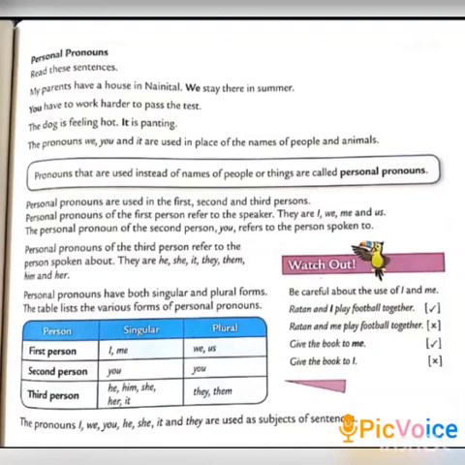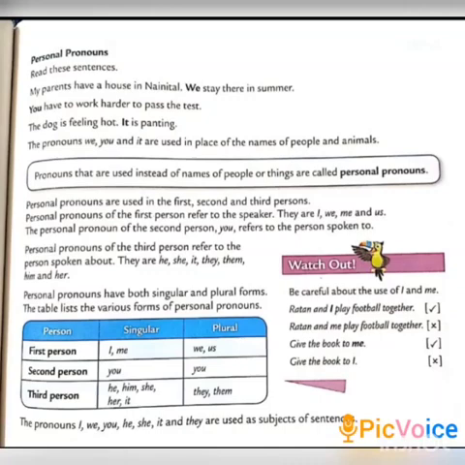Read the sentences. My parents have a house in Nainital. We stay there in summer. You have to work harder to pass the test. The dog is feeling hot. It is panting. Now here the pronouns we, you and it are used in place of the names of people and animals. So pronouns that are used instead of names of people or things are called personal pronouns.